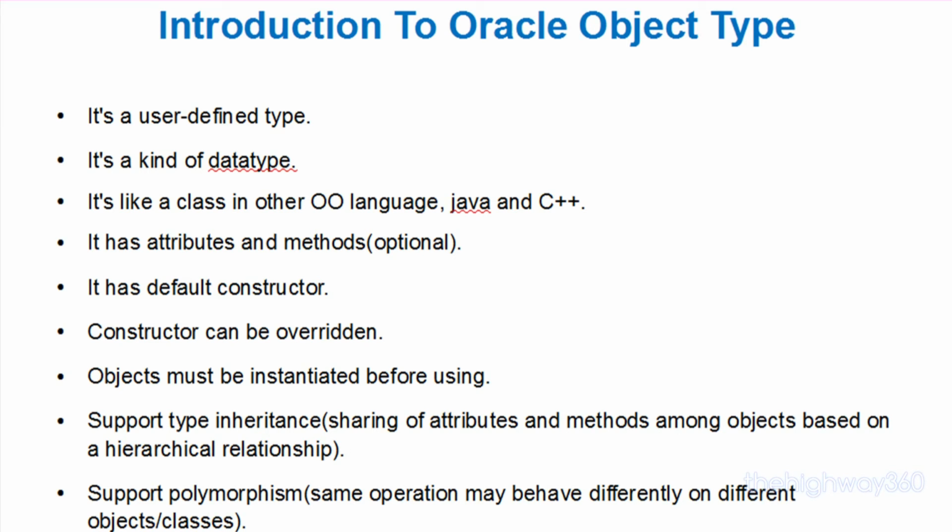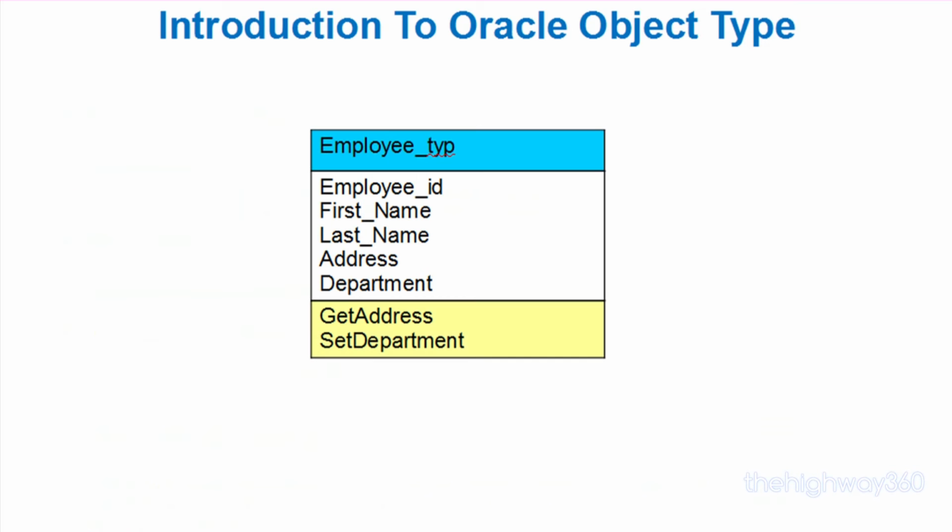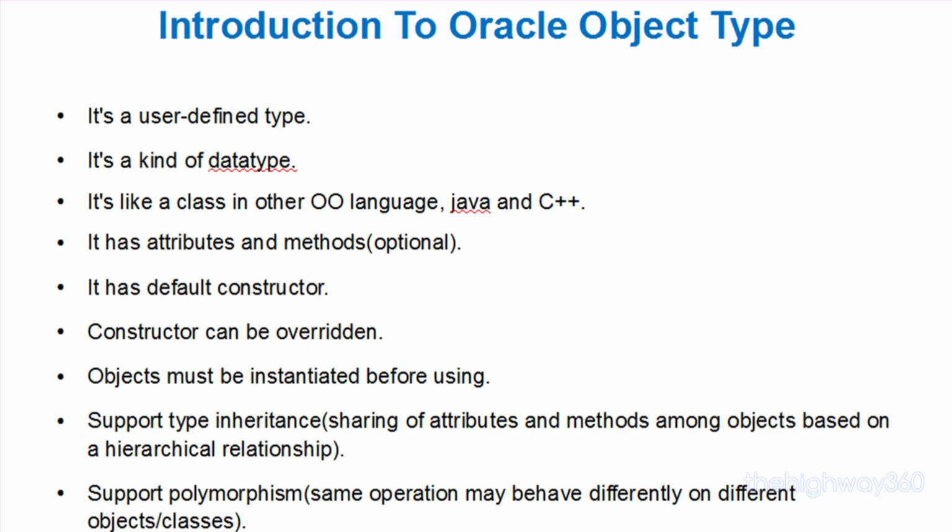It also supports polymorphism. This is another terminology that we use in the OO world. What it means is that the same method, called by the same name, may give you a different behavior. In the example of this object type here, the get address might mean getting the work address, but in another object it may mean getting the home address. So this is just a brief introduction of object type.